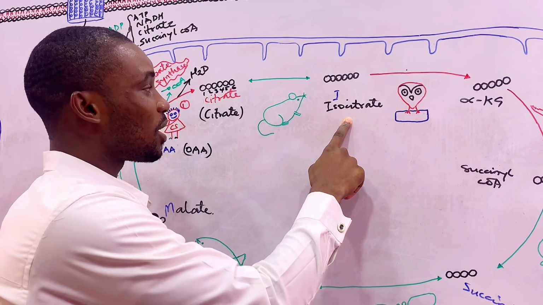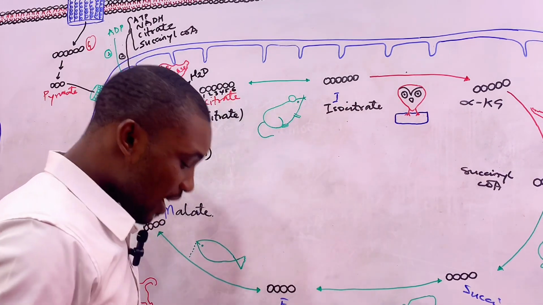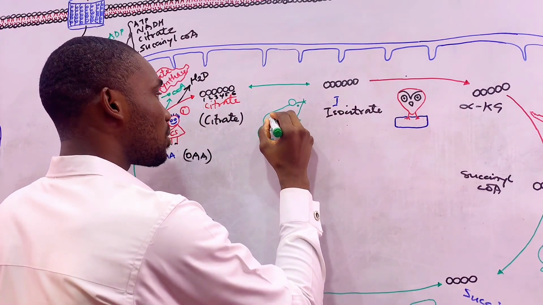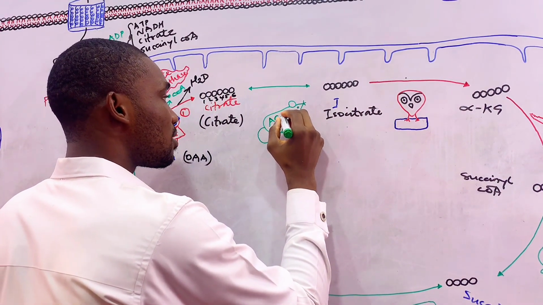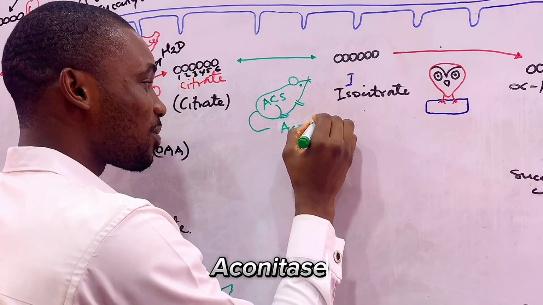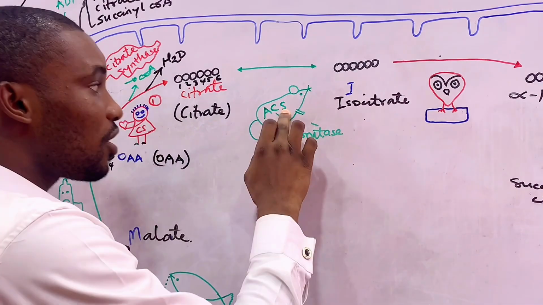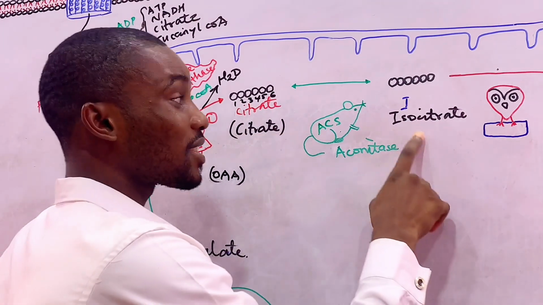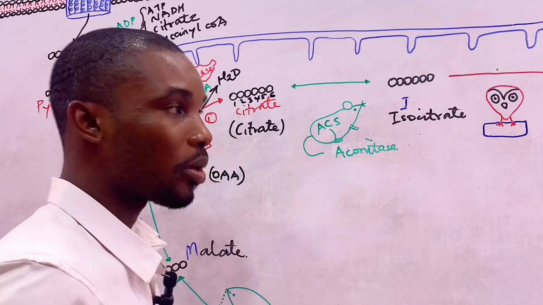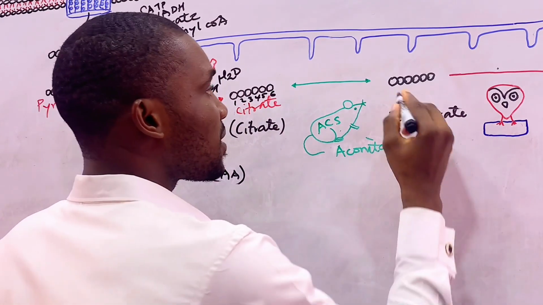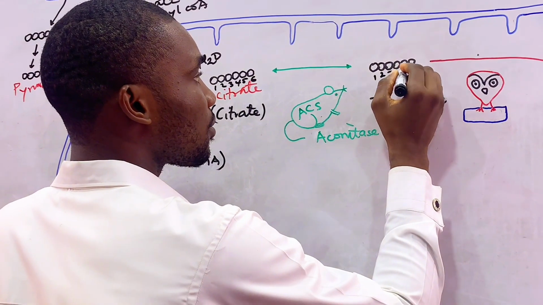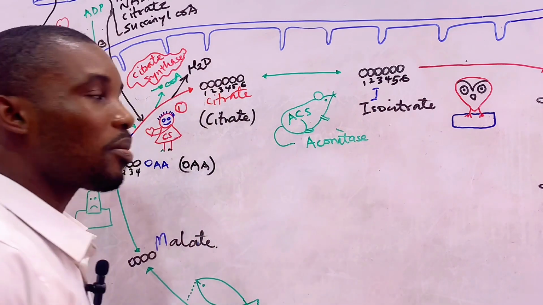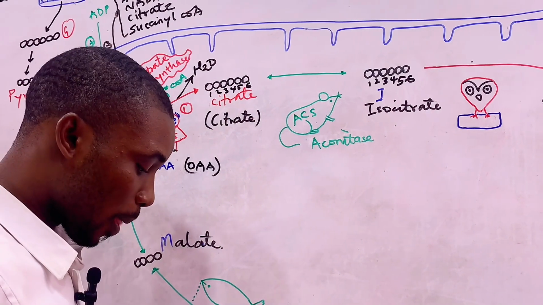So citrate will be converted to an isomer known as isocitrate. And the enzyme that does this is this one over here. So this one is called aconitase. Aconitase would catalyze the reaction of citrate to isocitrate, which is just an isomer of citrate. That's why we still have our carbons intact. 5, 6.